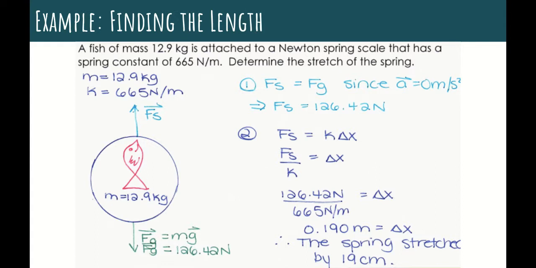So once we divide that, we get 0.19 meters. You can report it in meters, that would be fine, but this would probably be more appropriate to report in centimeters just because of the scale of the size of this object. So the spring was stretched by 17 centimeters or 0.19 meters.